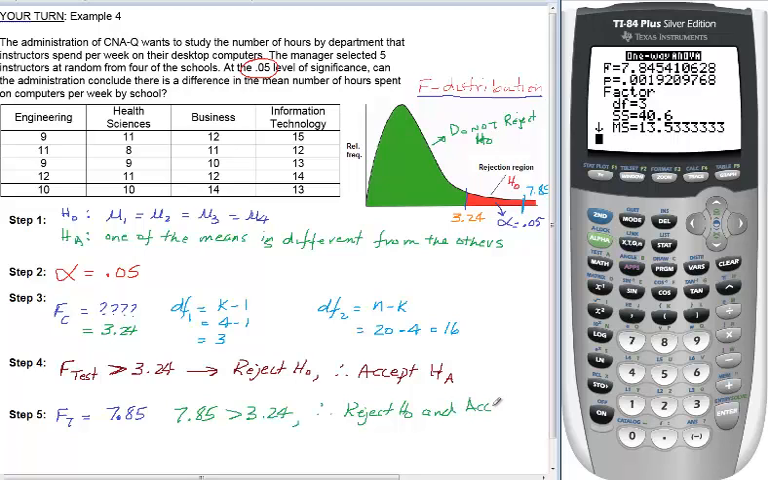And let's see what HA means. HA means what again? Alternate hypothesis. H1 is that one of the means is different from the other. So can the administration conclude there is a difference in the mean number of hours? Yes, he can. So therefore, one of the means is different than the other. So there is a difference in the means. Now, I did this one based on the F statistic.